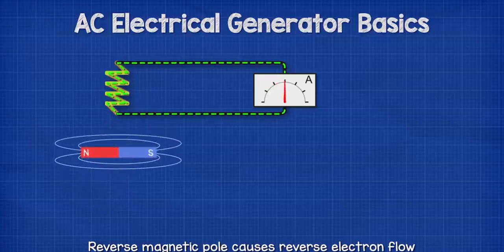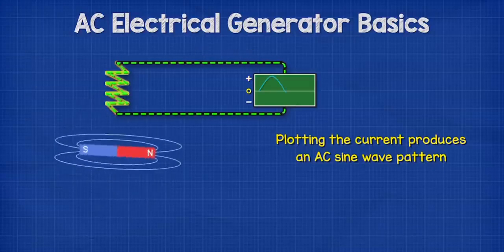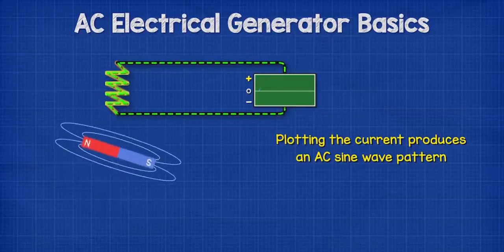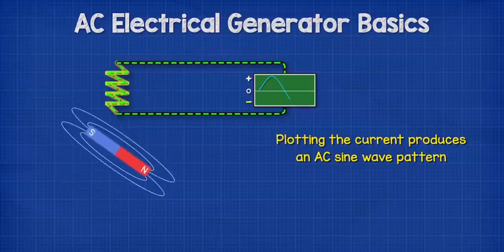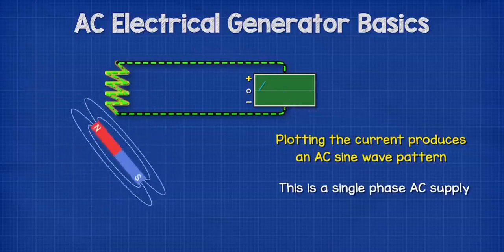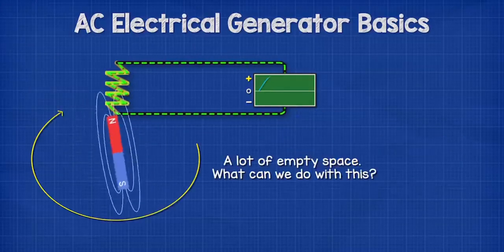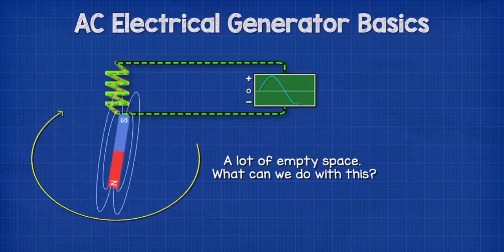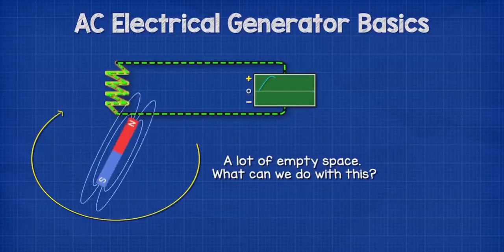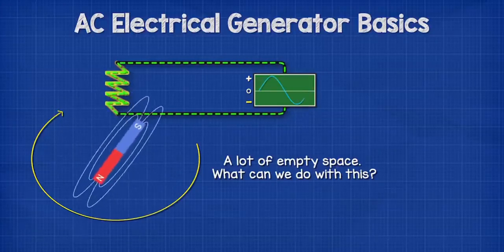And so, if we were to plot this current on a chart, we would get a sine wave with a current flowing in the positive and then the negative regions. This setup gives us a single-phase AC supply. But we have all this empty space between the coils, which seems a bit of a waste. So, what can we do with all this space?